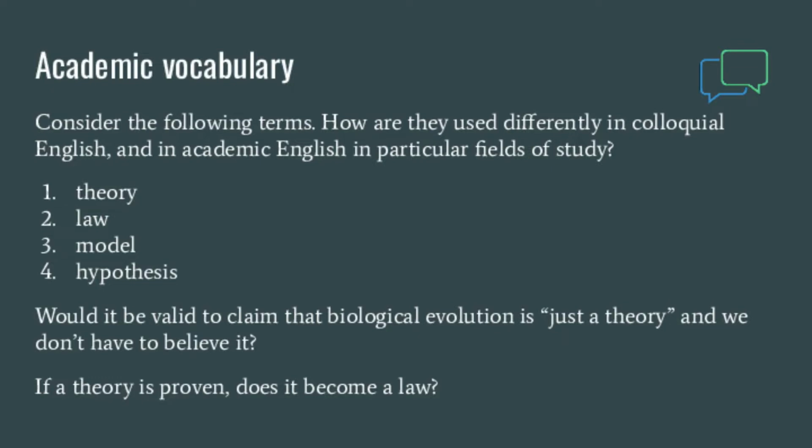That assumes a theory is something that's not true or not proven. Is that correct? Is that how we use it in academic English? So I want you to discuss these terms. Theory, law, model, hypothesis. What do these mean in academic English? How are they different than in colloquial or general English?